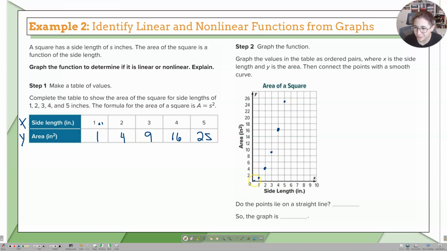So you graph this carefully. There really isn't a straight line through these points, is it? I tried my best with a smooth curve. It's a little difficult. So do the points lie on a straight line? No. So that means the graph is nonlinear because they're not in a line.